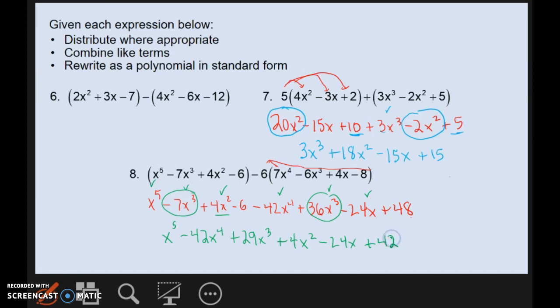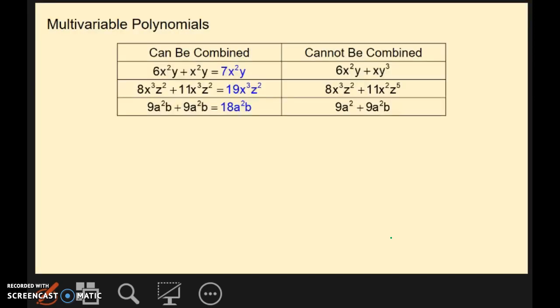So again, really, we're distributing and putting like terms together. Same variable, same exponent, we can put them together. If one of those things is unlike, then it doesn't work. That's great if we have single variables, but we're also going to look at multivariables, things that have multiple variables in each term. On the left-hand side and the right-hand side, we have different examples of multivariables. On the left-hand side, we have ones that can be combined, and on the right we have ones that we are not able to combine.